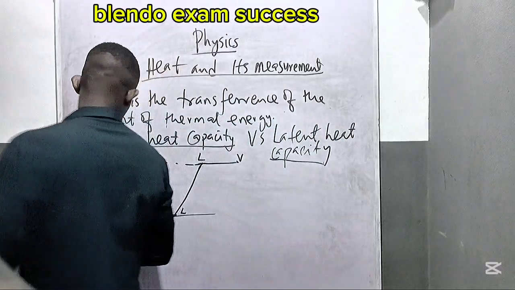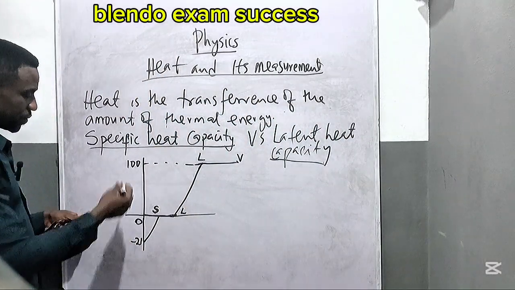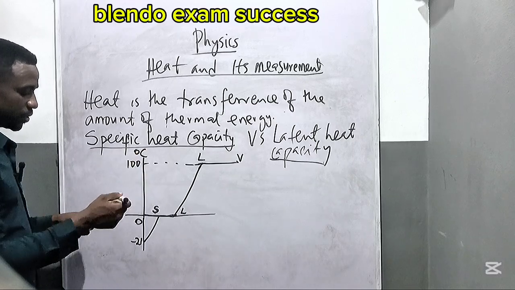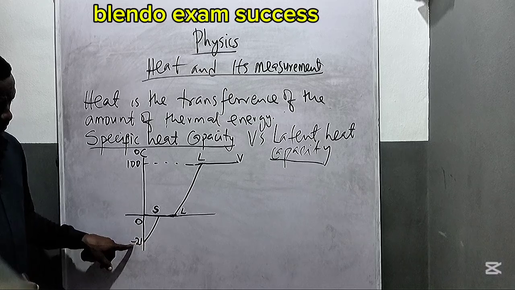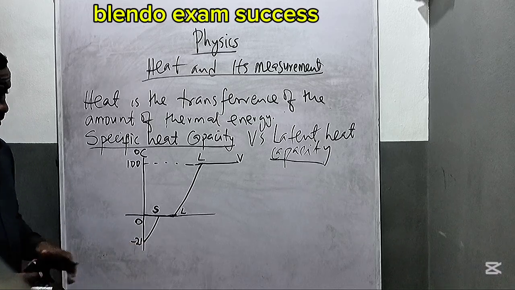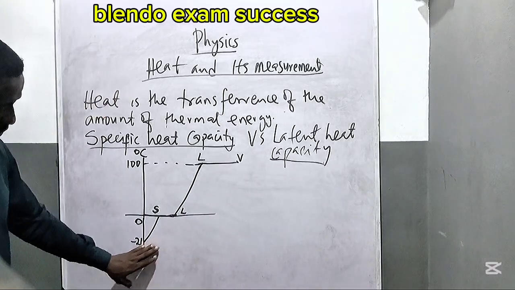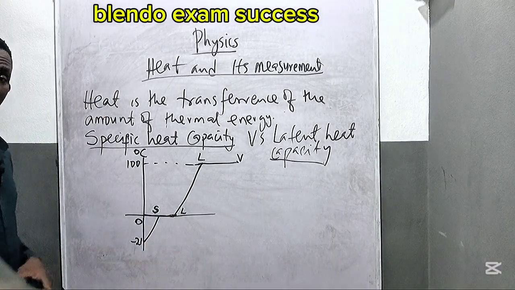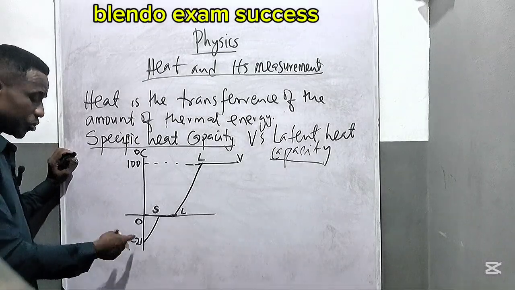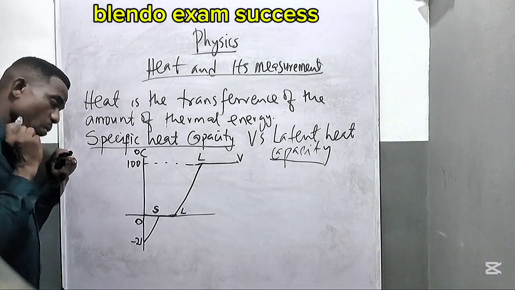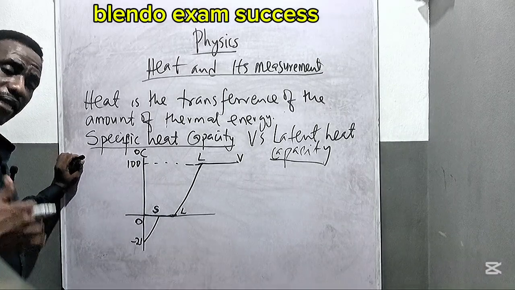Now, in this diagram, we have temperature in degrees Celsius. At minus 21 degrees Celsius, the liquid has turned to ice block. So this region is ice block. And once we have ice block, something normally happens. You start adding heat. We want to melt it. So before you melt an ice block, you must add heat.